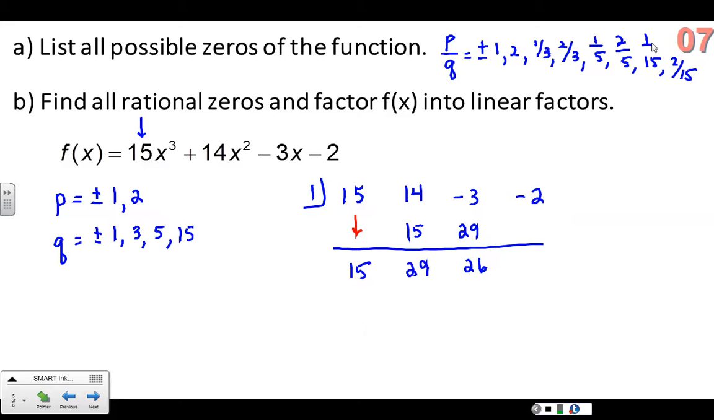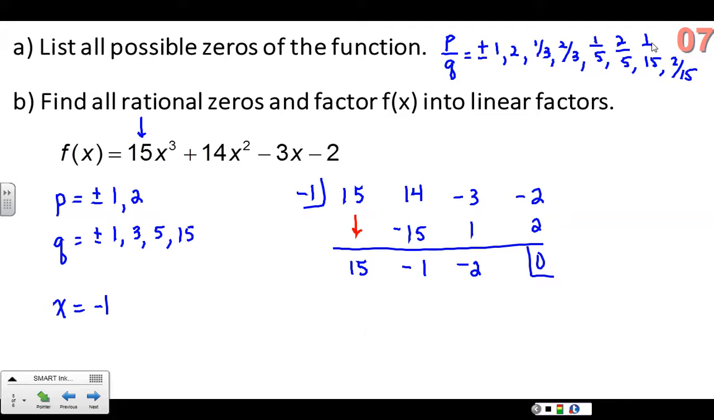So I'm going to erase this. I'm going to try negative 1. Let's see if that's any better. So bring down the first term, 15. 15 times negative 1 is negative 15. So that gives me negative 1. Negative 1 times negative 1 is 1, so that gives me negative 2. Negative 2 times negative 1 is 2. So negative 1 is a solution, or a 0.